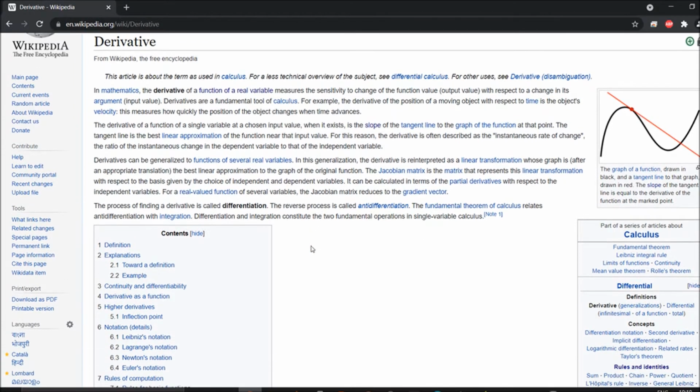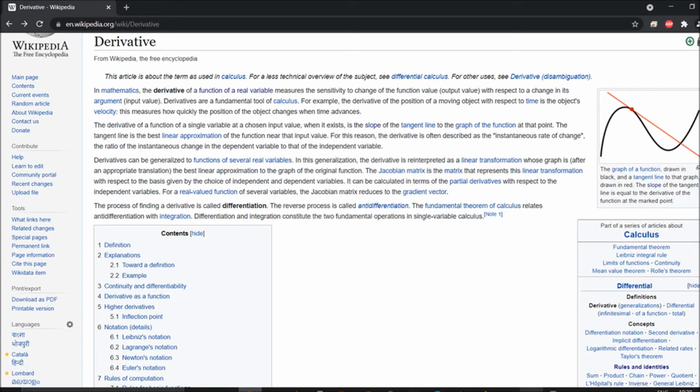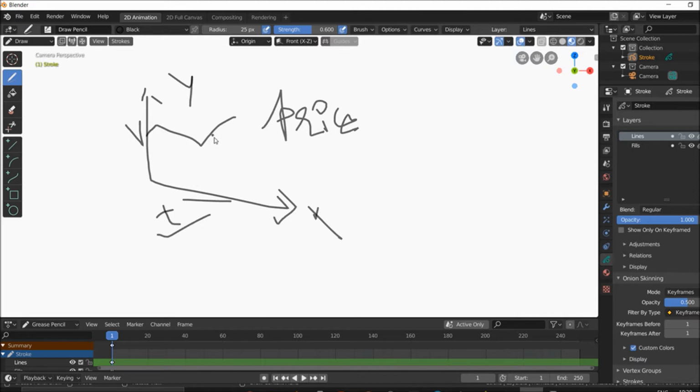Now the important part: the derivative of a function of a single variable at a chosen input value, when it exists, is the slope of the tangent line to the graph of the function at that point. In geometry, the tangent line to a plane curve at a given point is a straight line that just touches the curve at that point. So suppose we take this point here, and we need to check the tangent.